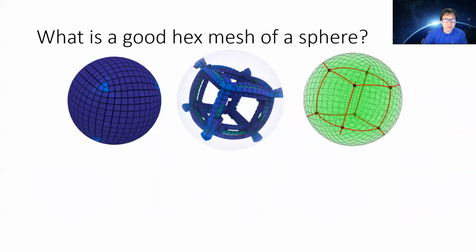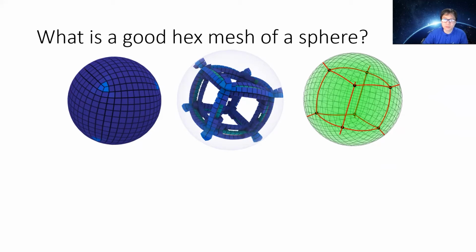So with that background and terminology on hex meshes established, let me pose the following question. What is a good hex mesh of a sphere? And I'm depicting here 3 views of the most common hex mesh of a sphere. I'm sure most hex meshers have seen this classic hex mesh that looks kind of like a cube inscribed inside of a sphere. So the answer is, it depends, of course, on the metric you use to quantify goodness.